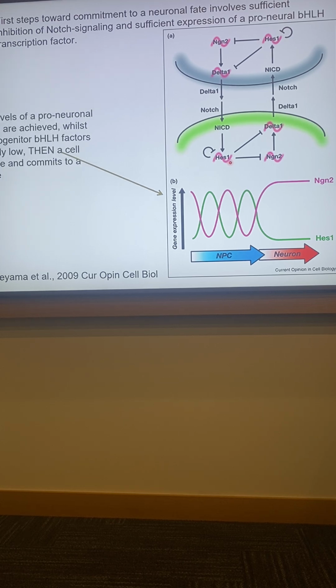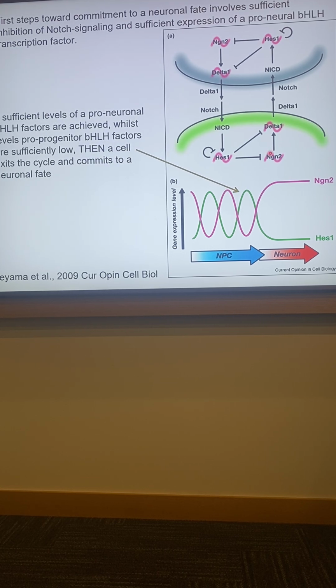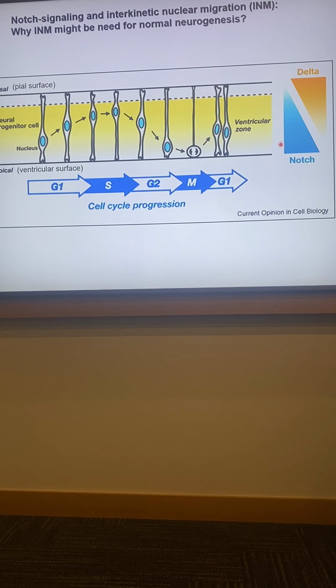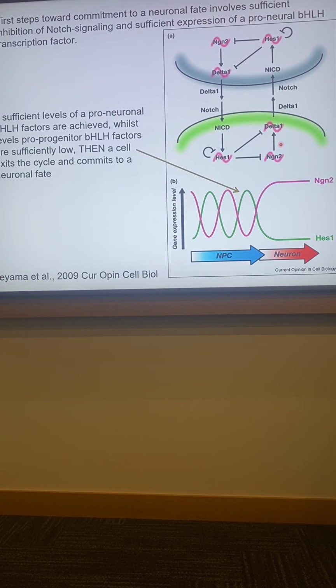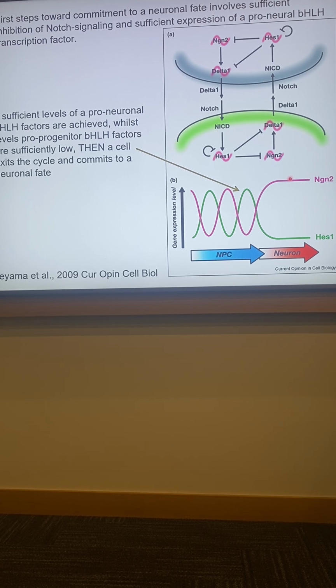So this is again highlighting how that experiment was done, which I think is really damn cool. In real time with these destabilized fluorophores linked to these, back here, these neurogenic and gliogenic or progenitor BHLH factors, showing this mutual opposition within individual cells, how these levels fluctuate completely asynchronously, and eventually you get one of them winning to become a neuron.